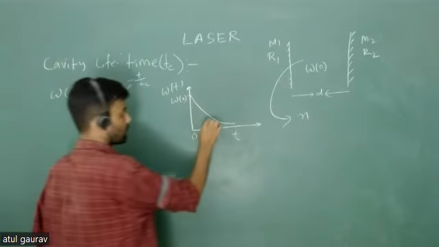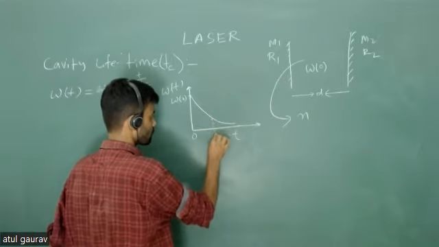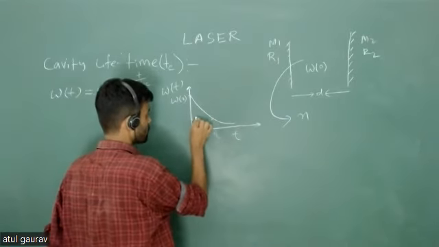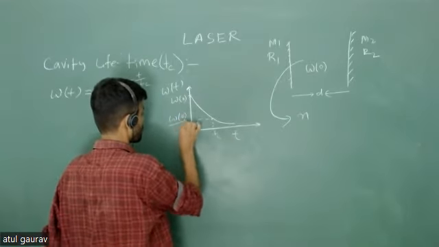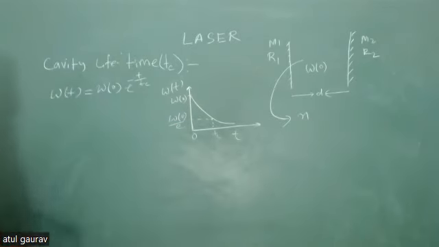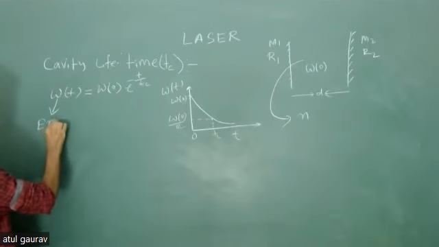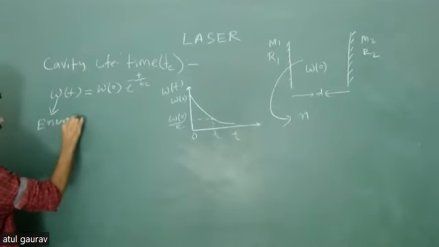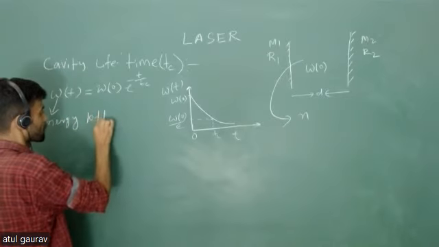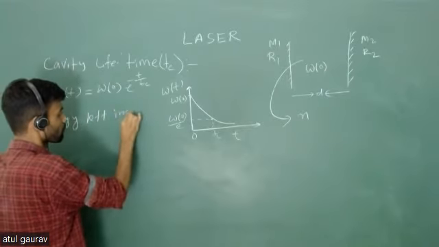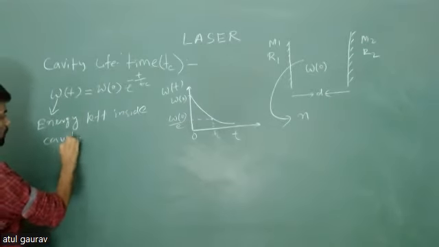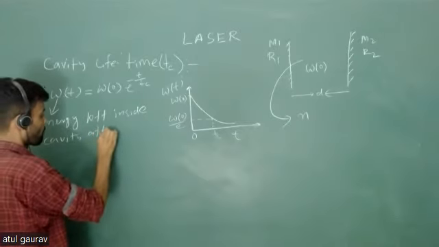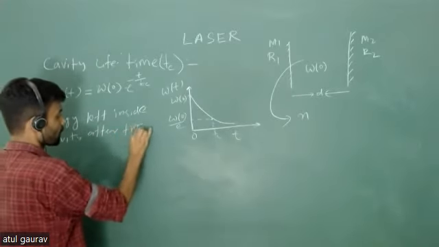And at t equals Tc, how much will the stored energy be? Obviously, it will be W0 by e. So this factor is basically the energy left inside the cavity after time t.